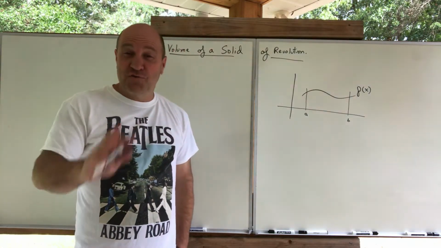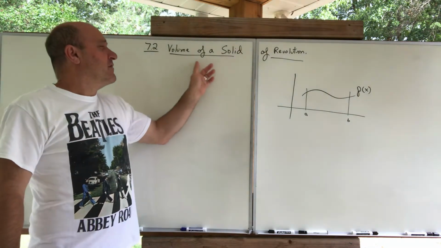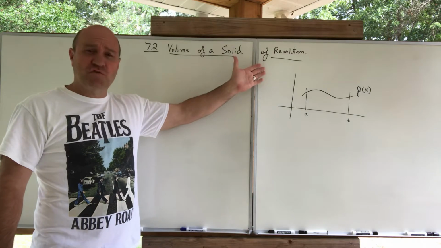All right, Calculus 2, welcome back. We're going to head into 7.2 here, the volume of a solid of revolution.